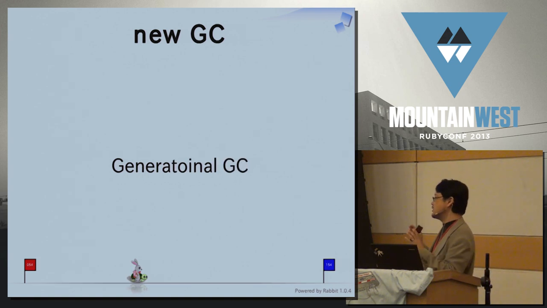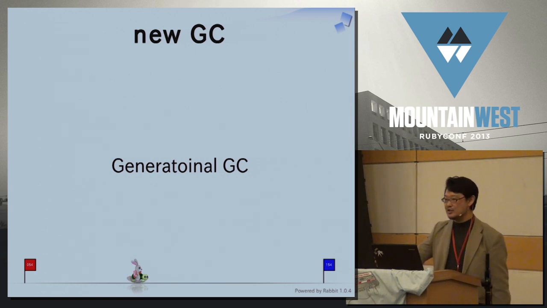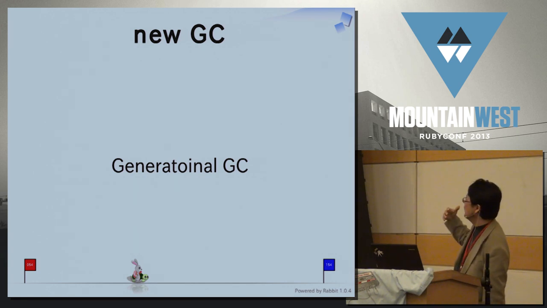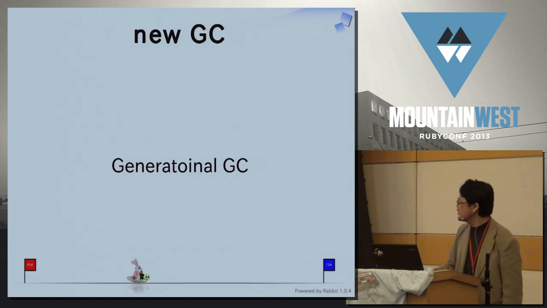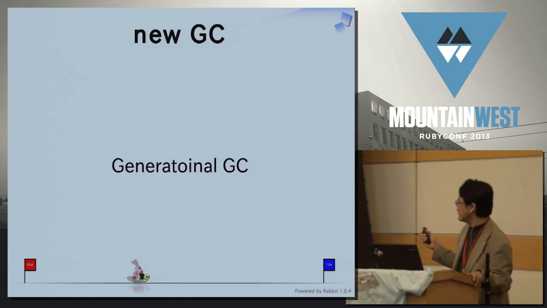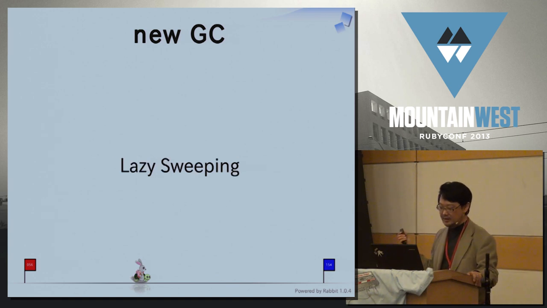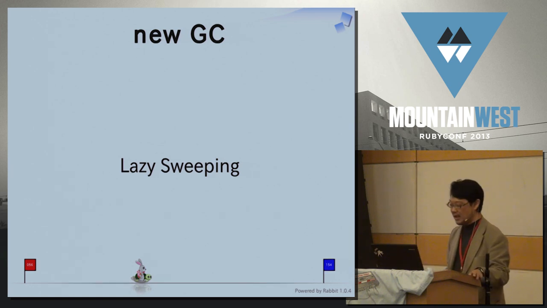That plan itself was canceled just because the object allocation strategy was changed back then in Ruby 1.6. The object allocation strategy was changed, so generational garbage collection became less effective. So that project itself was canceled, but Ruby 1.9 improved the garbage collector. It introduced lazy sweeping, which shortened the pause time from the garbage collector.